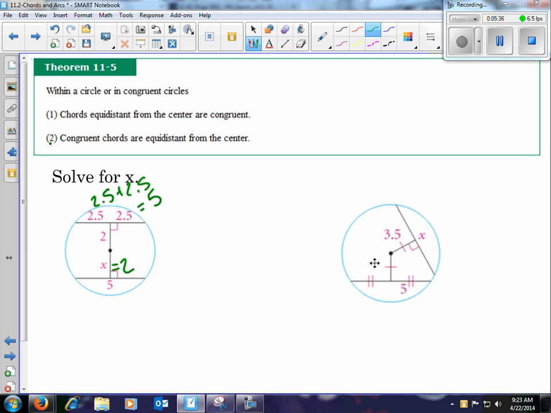So, this next one says that we have the distance from here to here is 3.5, and I know this part is congruent. So I know this is also 3.5. And then I have my double lines with this one being 5, so this side has to also be 5. And then I'm solving for this whole line.